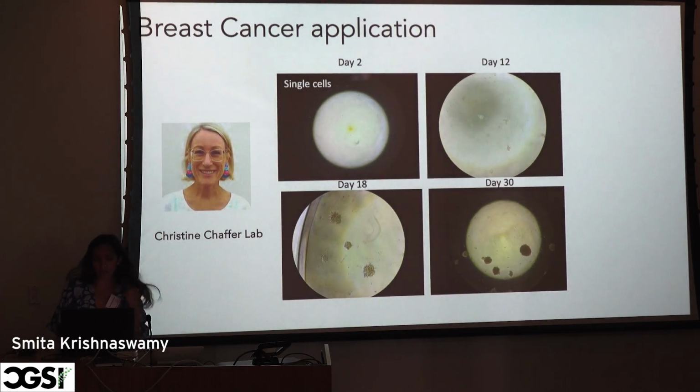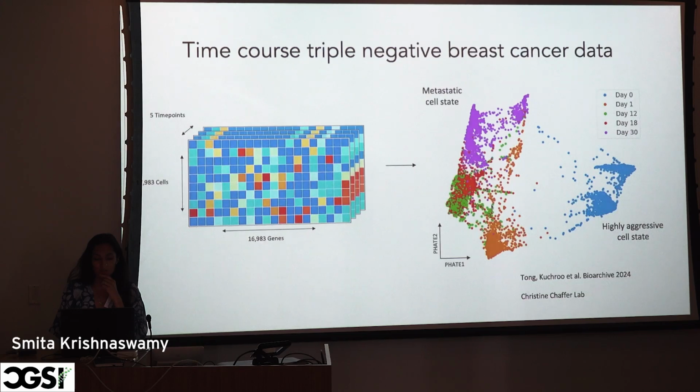Here's a quick application to breast cancer data, which we're about to submit somewhere. We had to redo this whole story since I talked about it here last year. So it's taken us a bit of time. These are breast cancer organoids or mammospheres grown over 30 days. You see they're seeded as single cells in 2D culture and they grow into these 3D organoids.